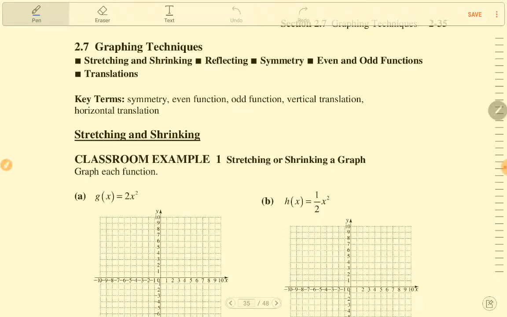Certain basic functions, sometimes we call them parent functions, behave a certain way or look a certain way on a graph. And then we can do things to that parent function to either make it skinnier or wider, or shift it around somewhere into a new location on the XY plane.